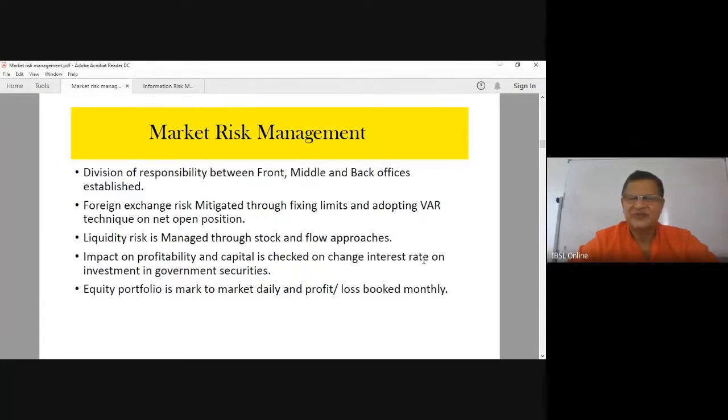Foreign exchange risk is mitigated through fixing limits and adopting VAR techniques on net open position. We will have slides on how we do this. Generally, in most banks, the holding of the net open position will be denominated in dollars. Now say the bank decides the maximum amount of dollar holding by a bank will be say 5 million. The maximum amount we are going to borrow from other banks in dollar denomination will be 5 million. So when you say 5 million, it can be either a debit balance or credit balance. If you have a credit balance, you will have a long position.